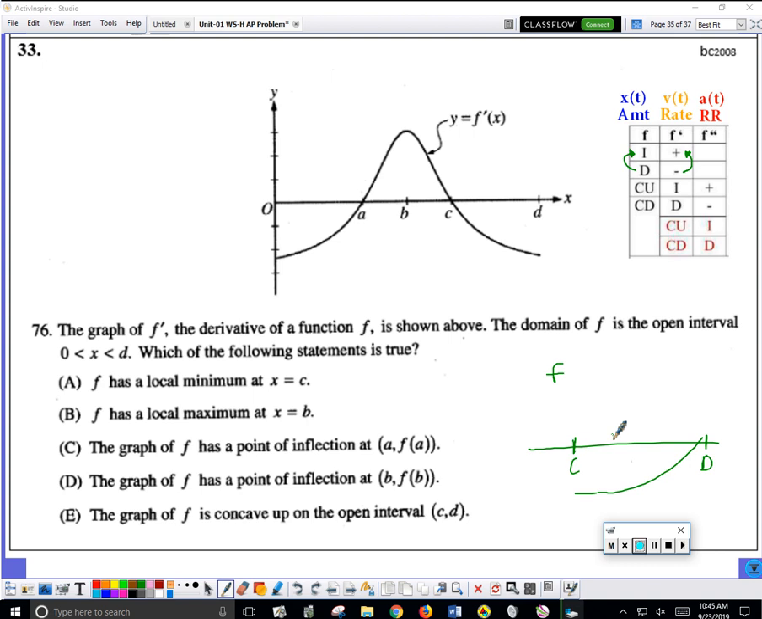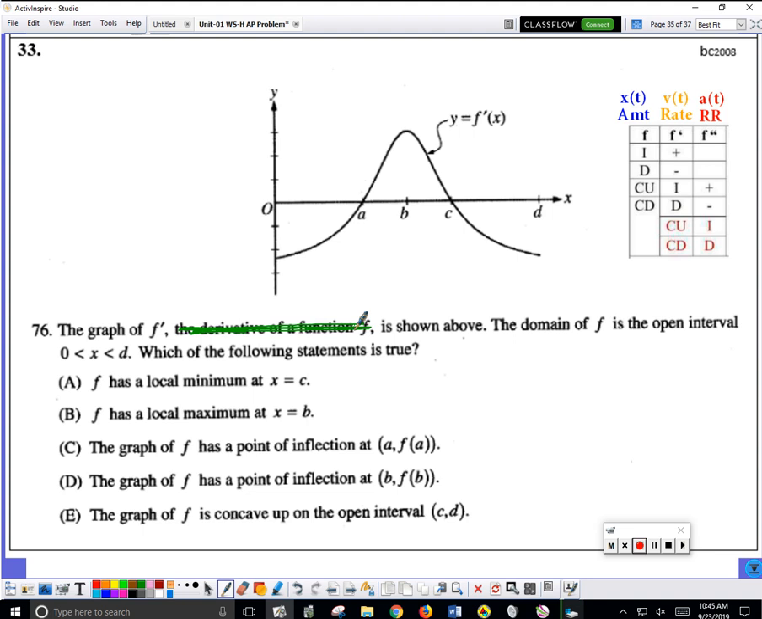Okay, 33. They give you the graph of f prime. Which of the following statements is true? Like this statement is useless. The graph of f prime, the derivative of a function f. You better know that f prime is the derivative of the function f. They just throw that in because they know that the more words they put on the problem, the more confusing the problem tends to be.